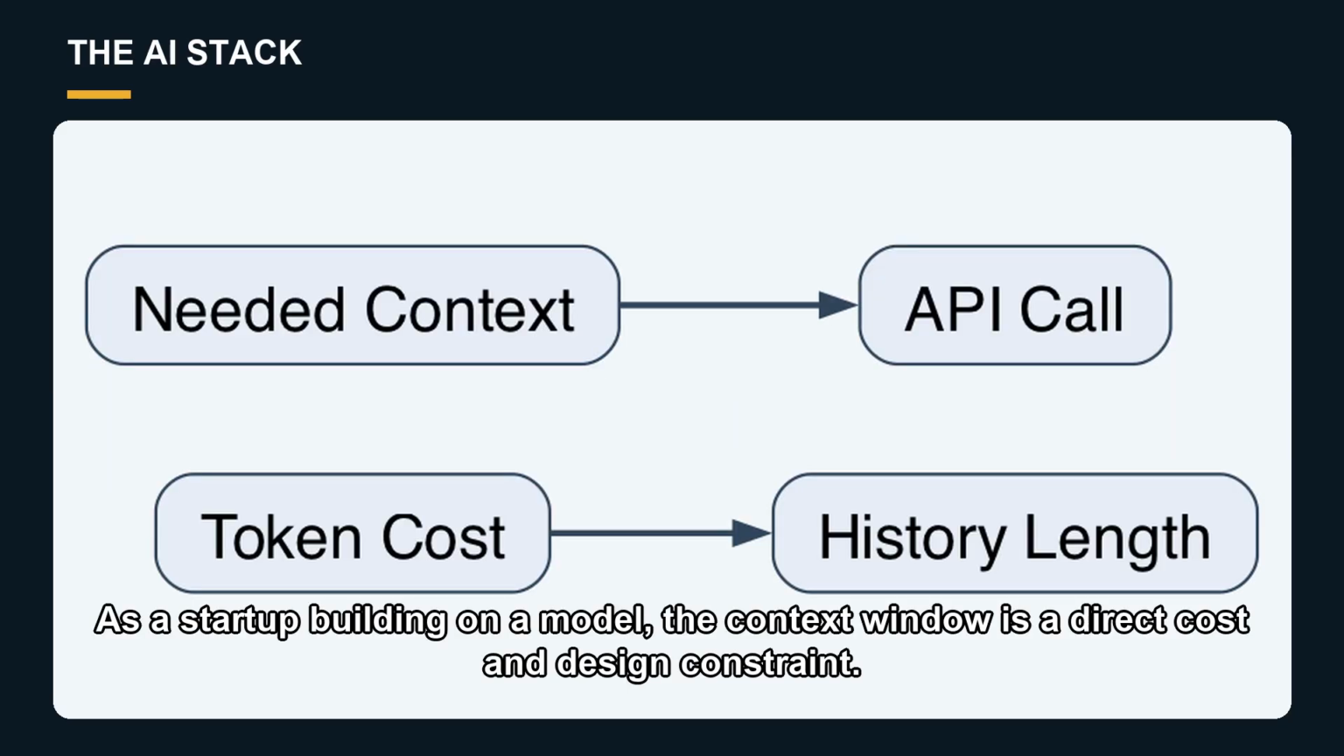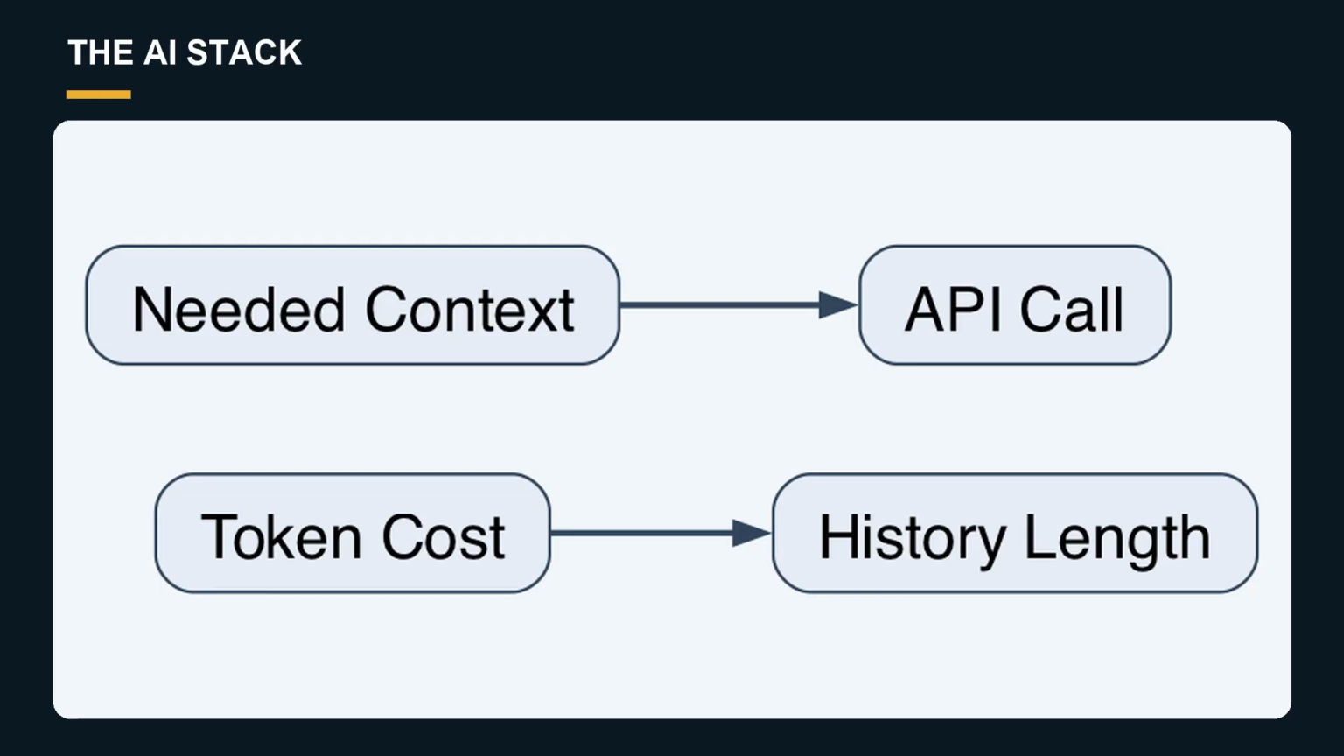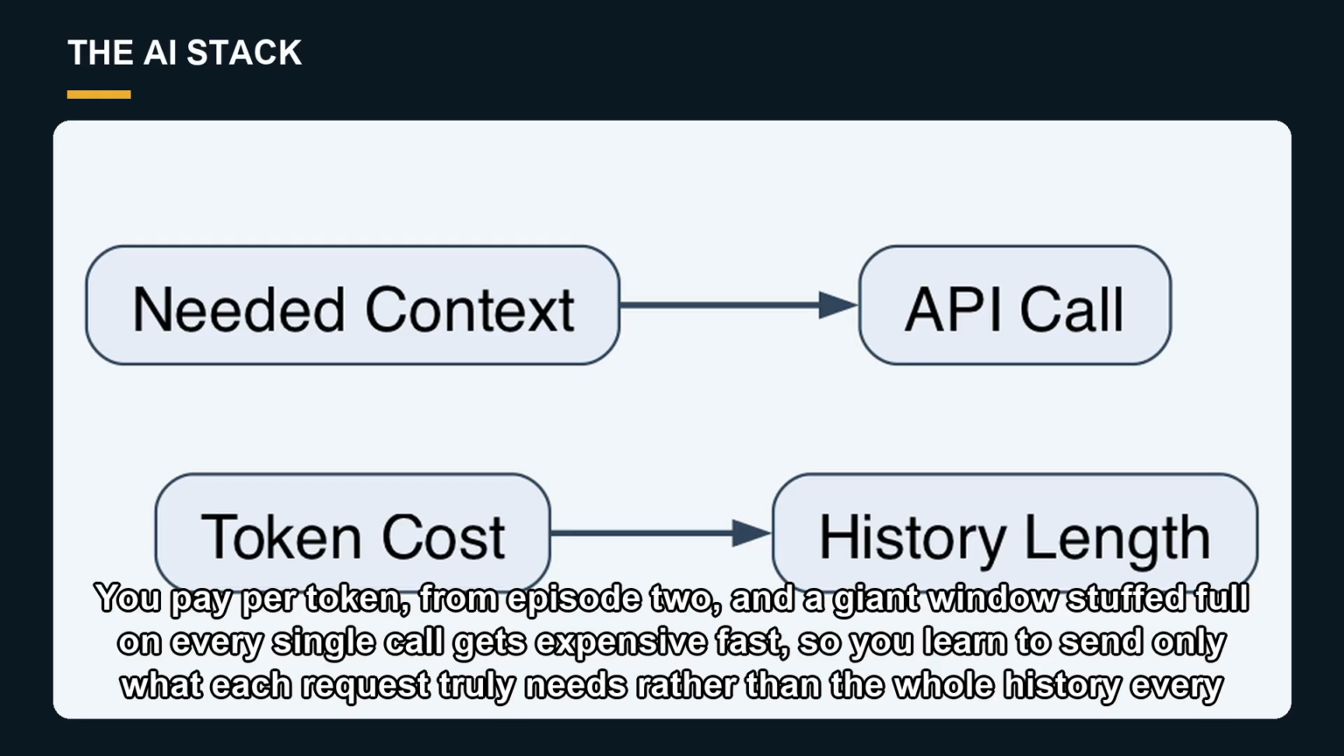As a startup building on a model, the context window is a direct cost and design constraint. You pay per token from episode 2, and a giant window stuffed full on every single call gets expensive fast, so you learn to send only what each request truly needs rather than the whole history every time.